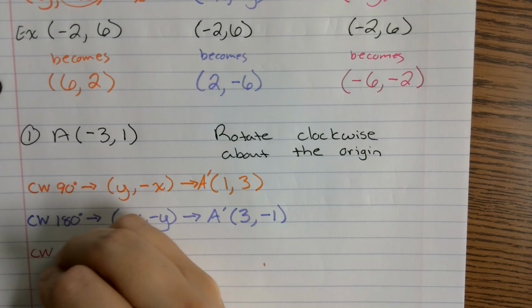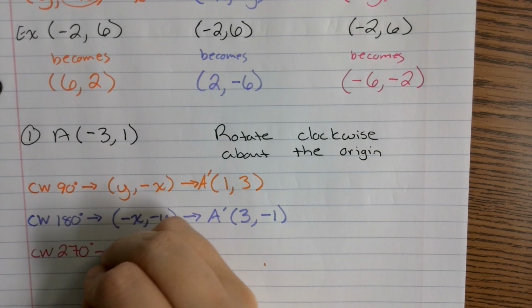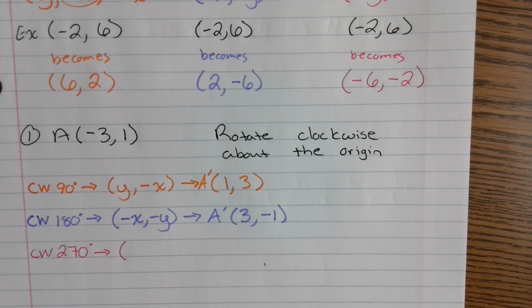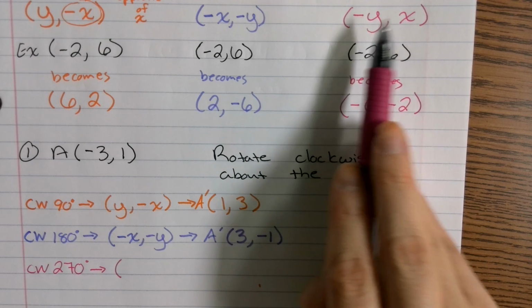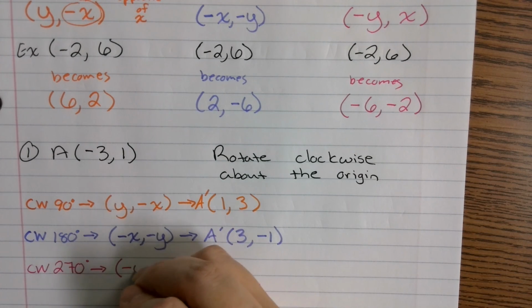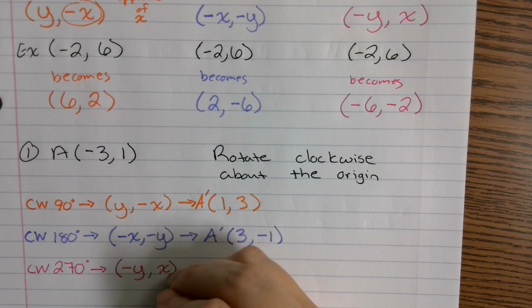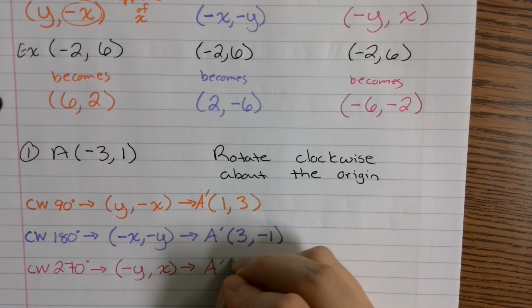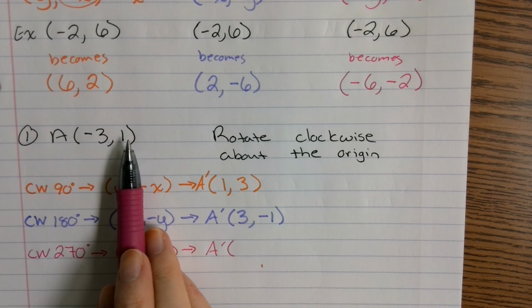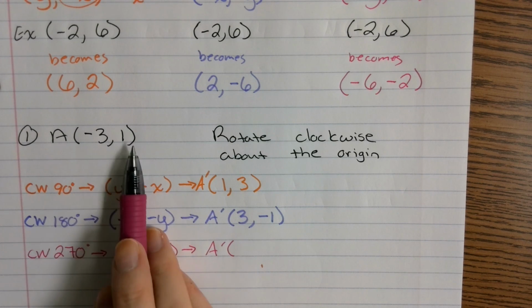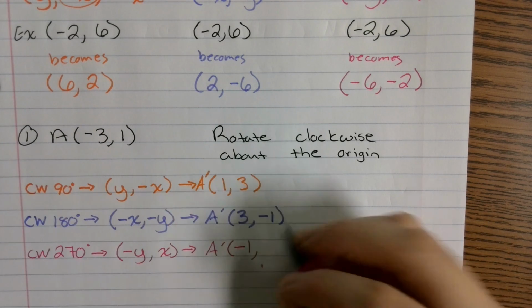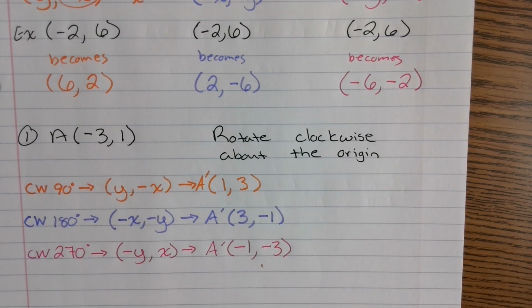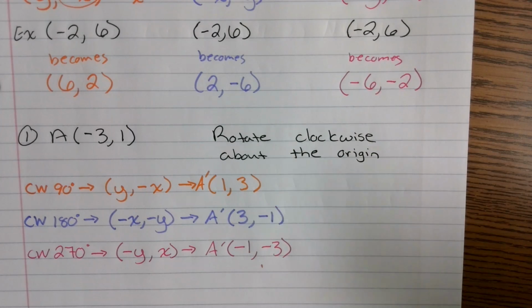And then clockwise 270. The rule for clockwise of 270, if we look back up here, is opposite of y, x. So let's take a look at the y. The y was a 1. So what's the opposite of y? -1. And then what was my x? -3. So -1, -3. You're going to need to have those rules beside you when you're working these problems out.